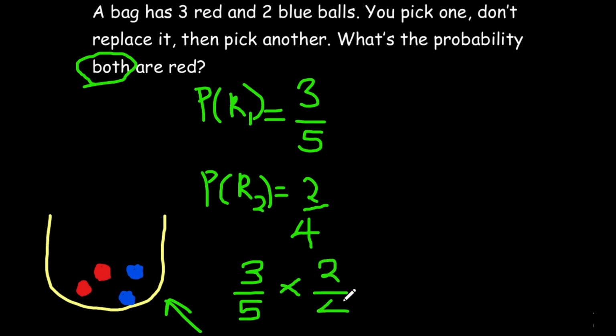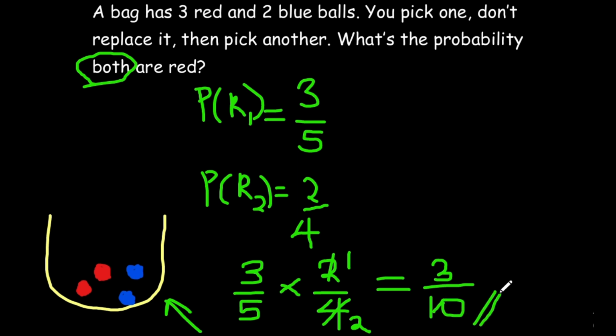Okay, and I want to simplify this so that I won't have to divide to get the final answer. So if I divide here by 2, I would have 1. If I divide here by 2, I would have 2. So which means I'll have 1 over 2 here for the second fraction. So the next thing I will do now is multiply. I'll multiply 3 times 1, which will give me 3, divided by 5 times 2, which will give me 10. So the probability that both of them are red will be 3 over 10. So this will be our final answer.